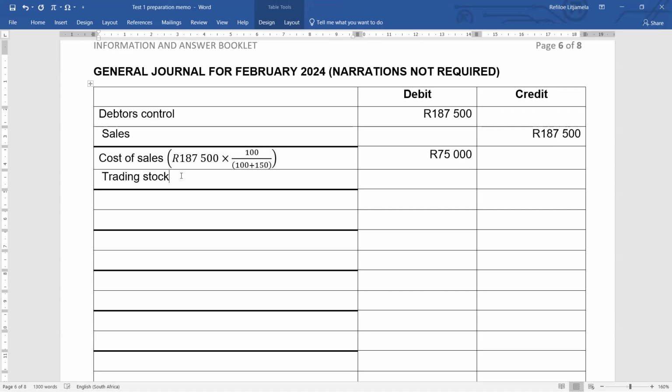And then what am I going to have here? Trading stock, okay? I'm going to credit trading stock by how much? 75,000. Why is trading stock decreasing? We sold.